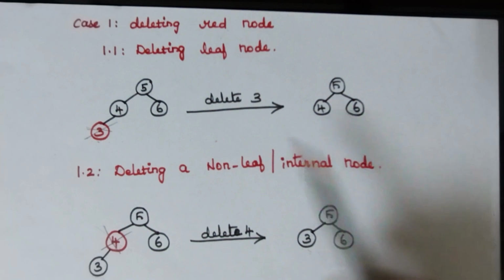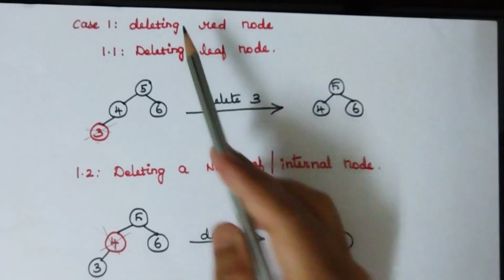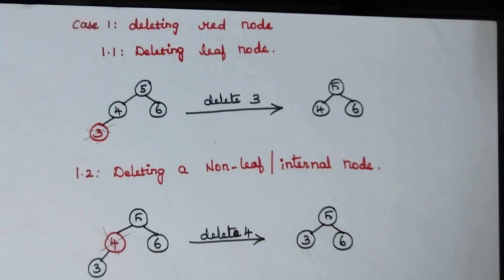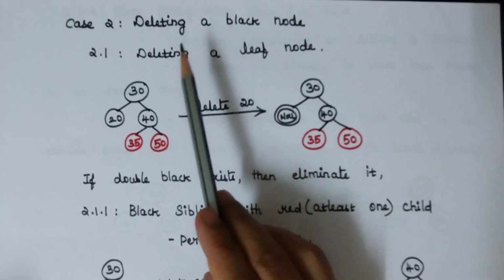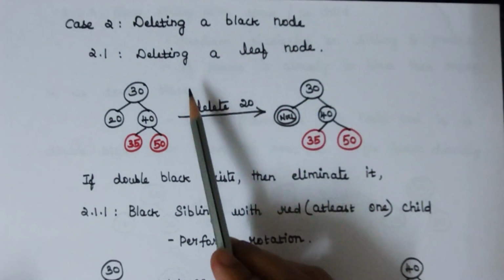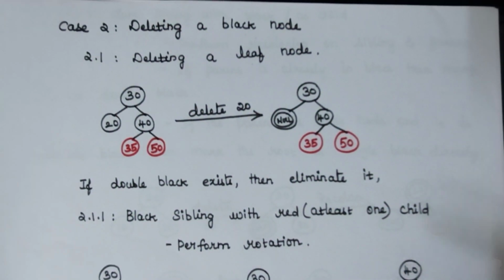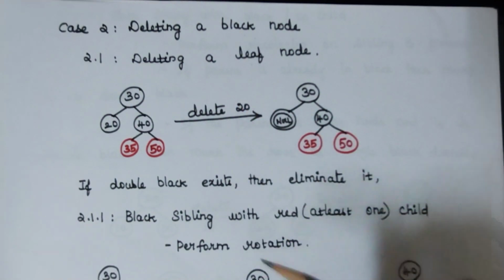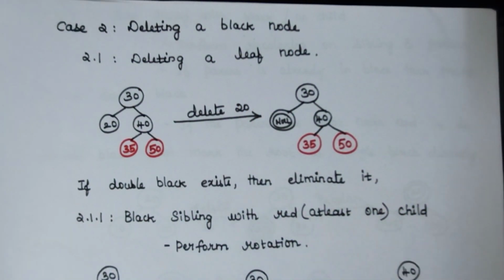And what is the second case? Deleting a black node. What if the node that I want to delete is a black node? Under that again we have sub cases. So if you are deleting a black node, again you need to check whether you are deleting a leaf node or a non-leaf node. If the node to be deleted is a leaf node, again we have sub cases. It is subdivided into many cases, so that I'll discuss later.